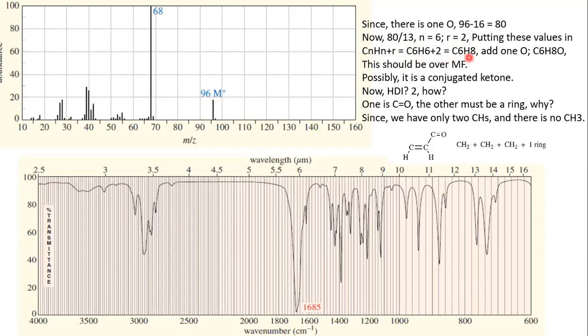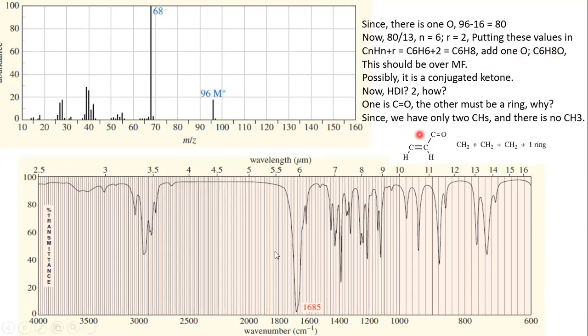So this is our base formula, including oxygen in it. So we have our molecular formula. This is the most probable or possible molecular formula, C6H8O. Okay, so write these 6 and 8 as subscripts.